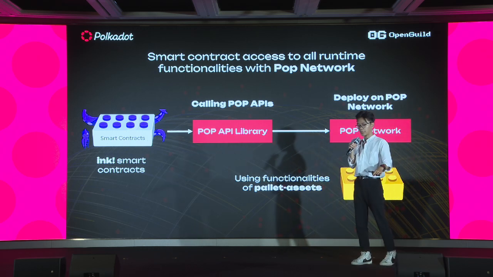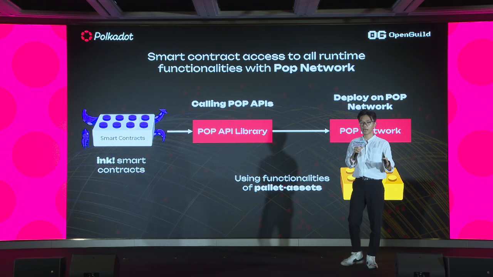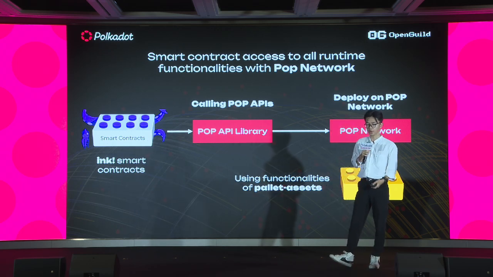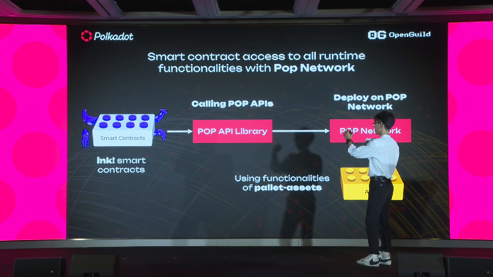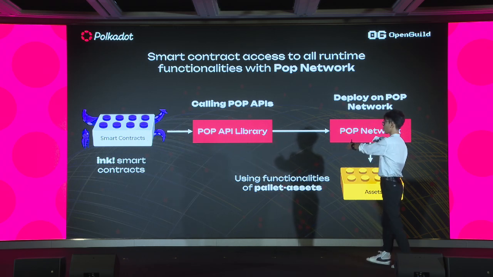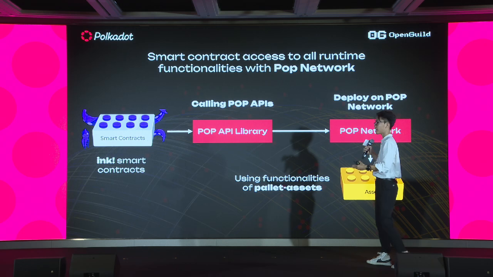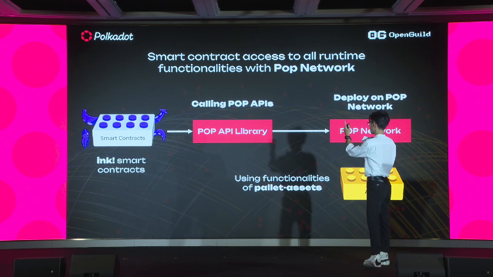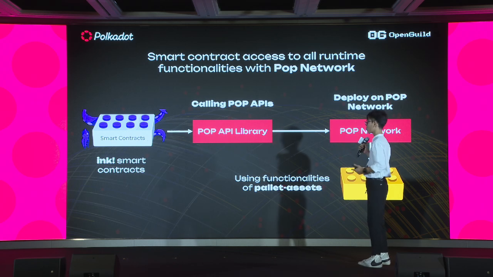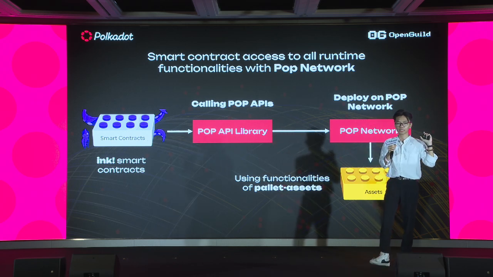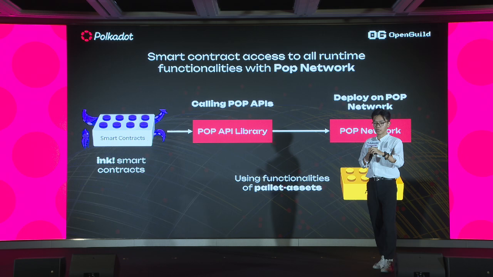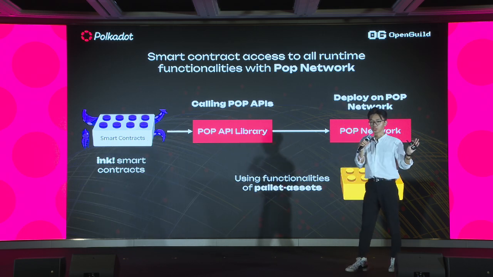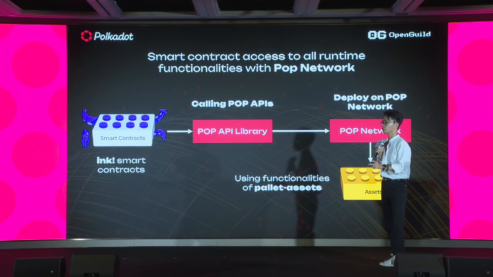So I stated the problem that smart contracts don't have any access to the runtime modules that the core devs build, right? So POP has a solution called the POP API library. Smart contracts can apply that, and when they use it, the POP API library is going to call the POP network, and it just uses the pallet assets under the hood. Instead of using something like a PSP22 fungible token in ink! contracts, now it's using the pallet assets.